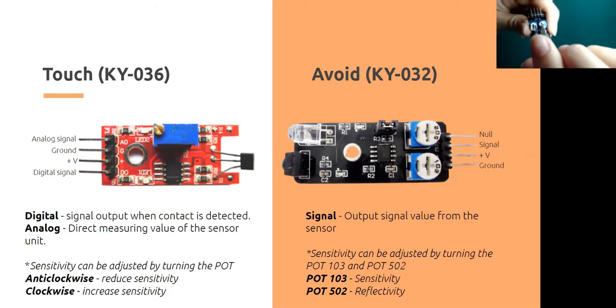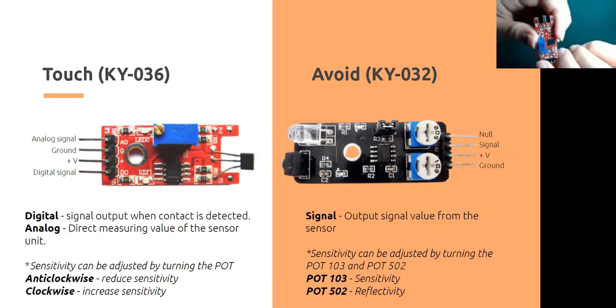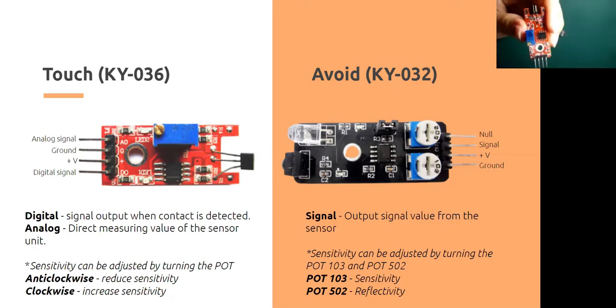So it's from here all the way to here, and then end, no more. Same goes for the POT 502. But for this one, you can turn many rounds. There's no limit. You just need to turn until you get the sensitivity that you want. Okay, so I think this is all about the sensors.